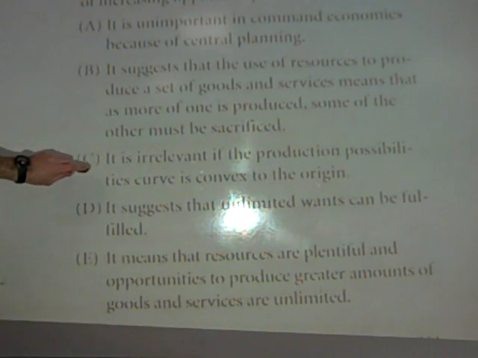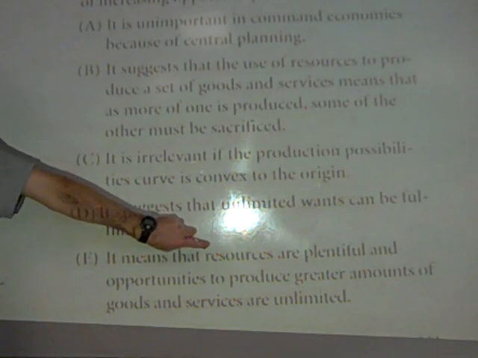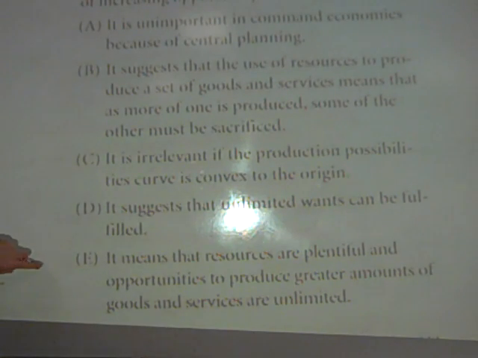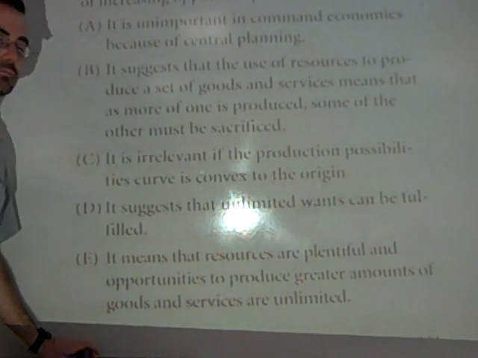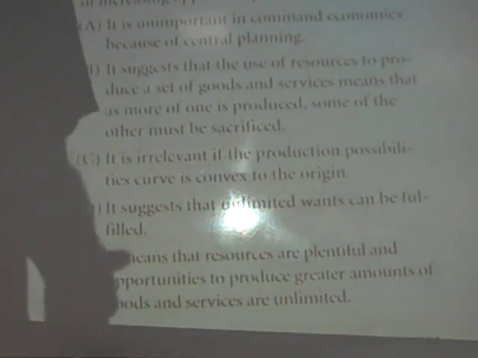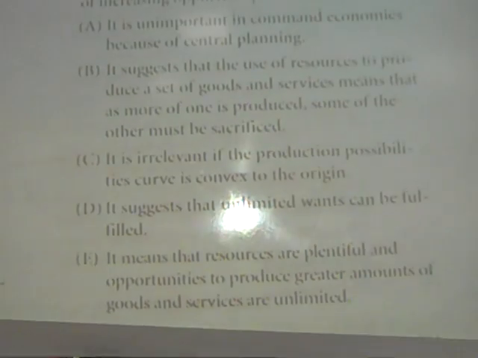All right, let me see. It is irrelevant that the PPC is convex to the origin. That never happens. That's always a trick. It suggests that the unlimited wants can be fulfilled. That is, of course, ridiculous. We can never fulfill unlimited wants. And it means that resources are plentiful and opportunities to produce greater amounts of goods and services are unlimited. That never happens. So it's got to be B. There was no better answer.